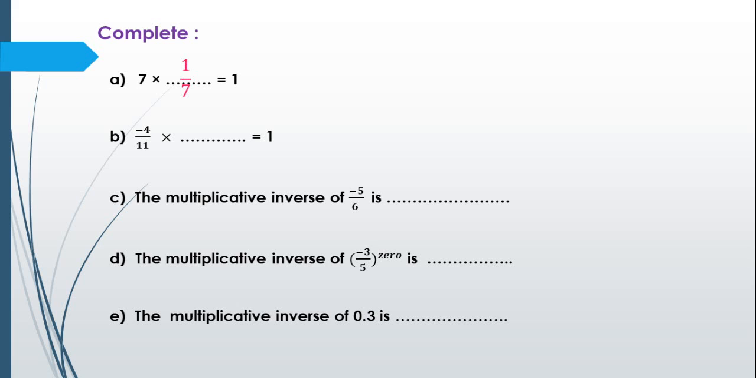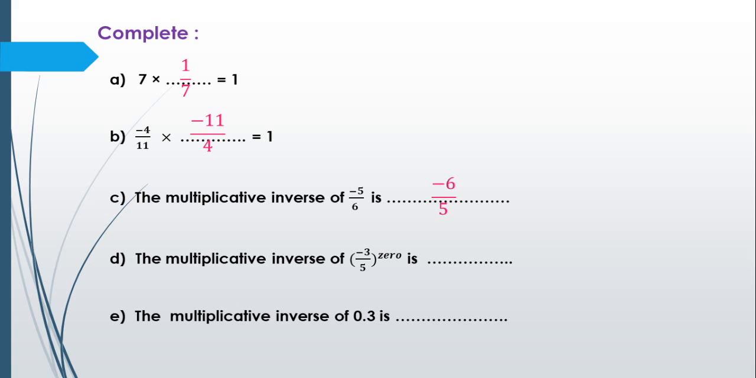Negative 4 over 11 times blank equals 1. We have the multiplicative inverse, negative 11 over 4. The multiplicative inverse of negative 5 over 6 is negative 6 over 5.